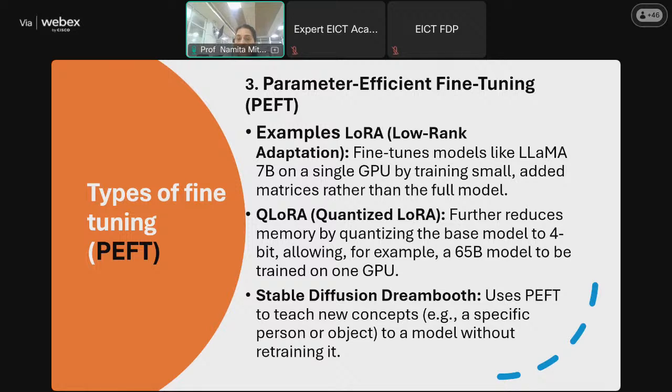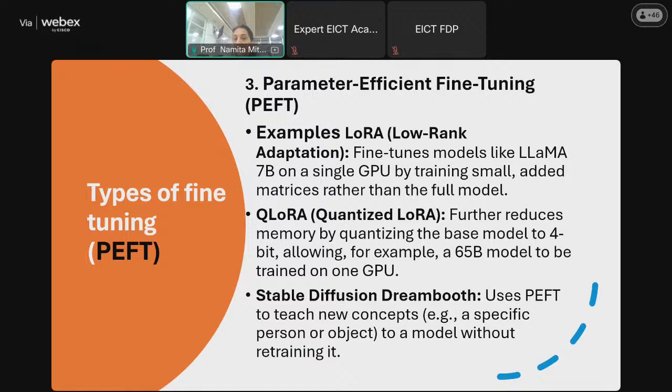The higher version of LoRA is QLoRA. It means quantized LoRA. Quantized means whatever has been done with LoRA can be refined again. So it further reduces the memory by quantizing the base model to 4-bit, so the model becomes smaller. For example, if we have a 65 billion model to be trained on one GPU, we can just reduce it by a factor of four.